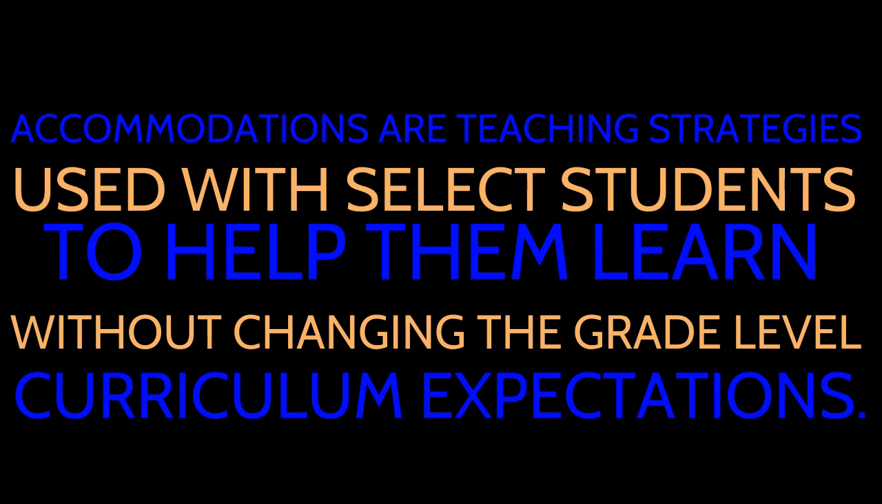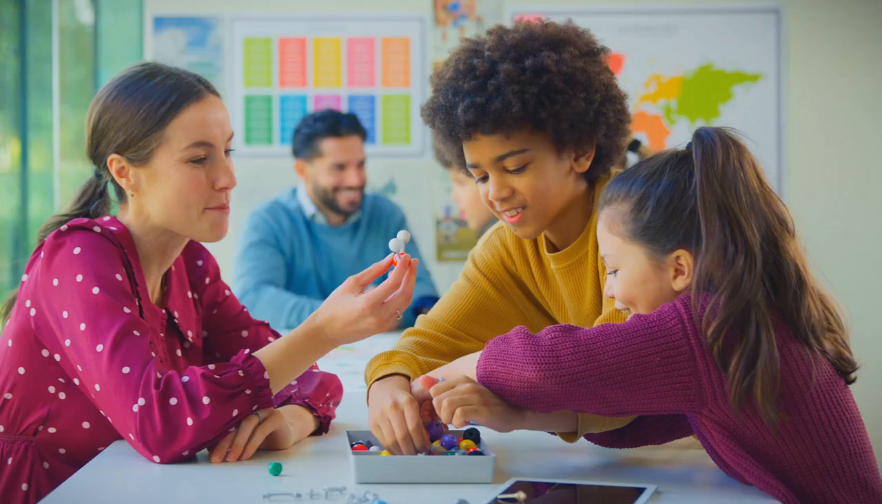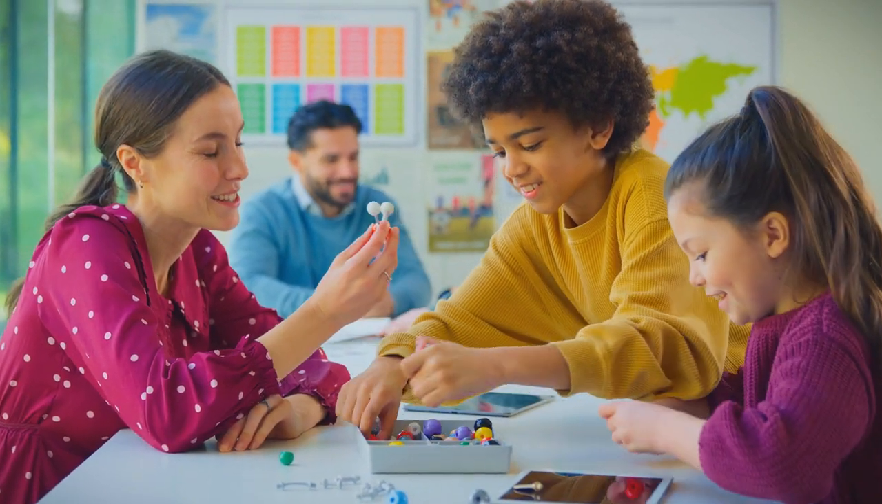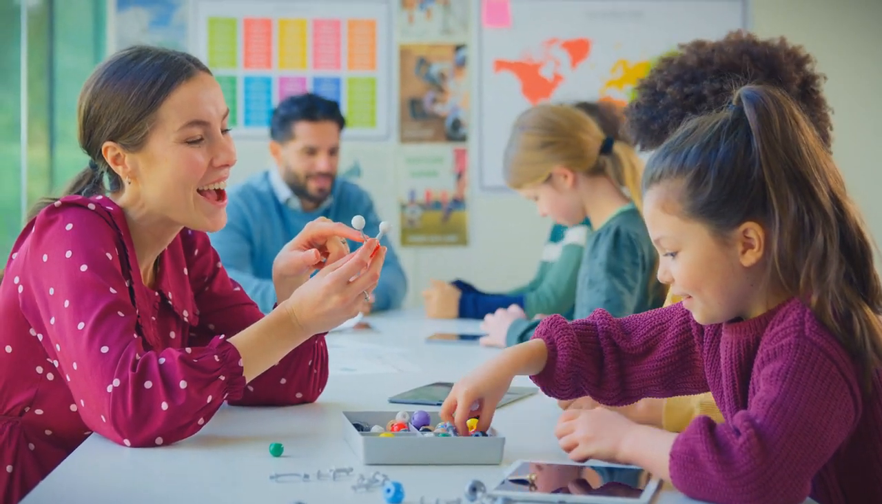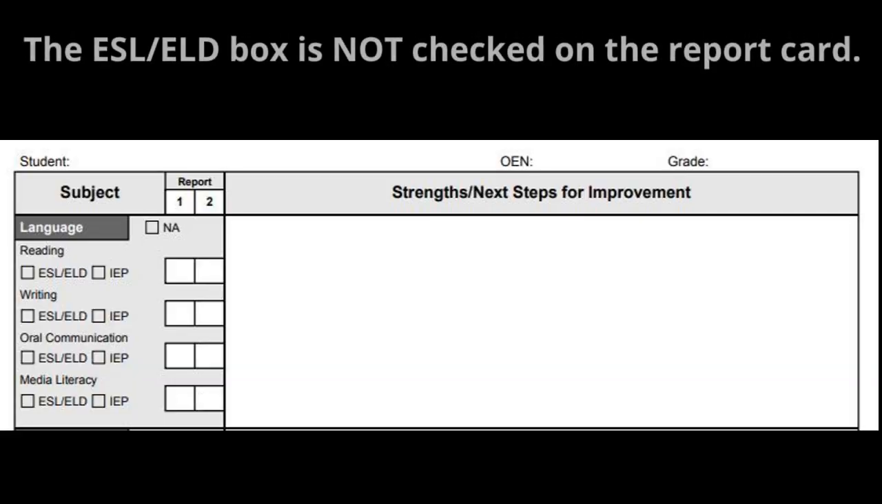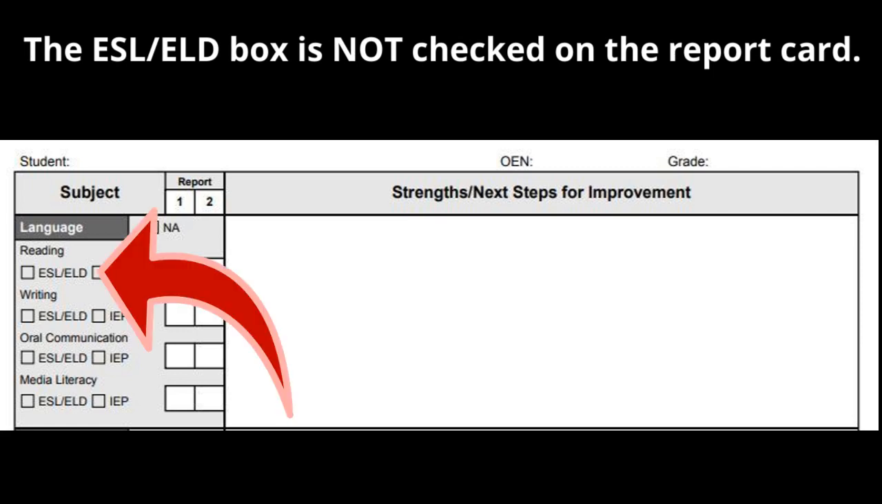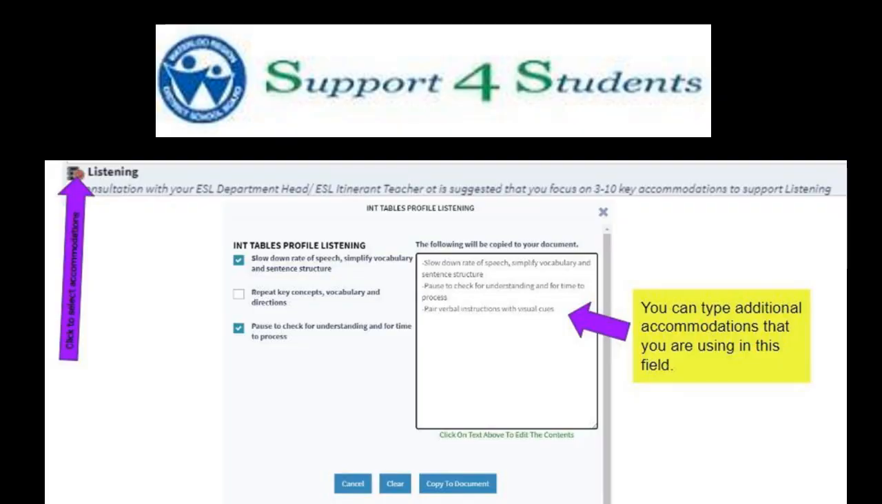Students do not require an EPP to receive accommodations, and students do not need to be brought to ISST in order to have accommodations put into place. The ESL/ELD box will not need to be checked on the report card for students who only have accommodations in place. For students who are only receiving accommodations, these accommodations are recorded in S4S in the student profile.